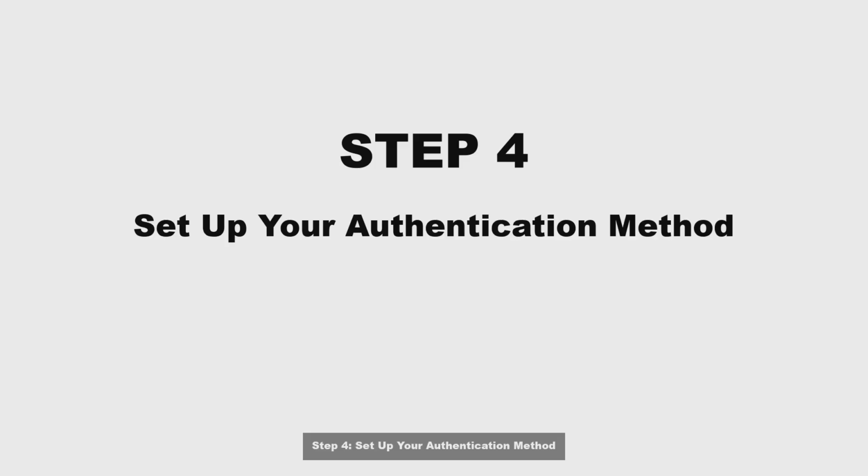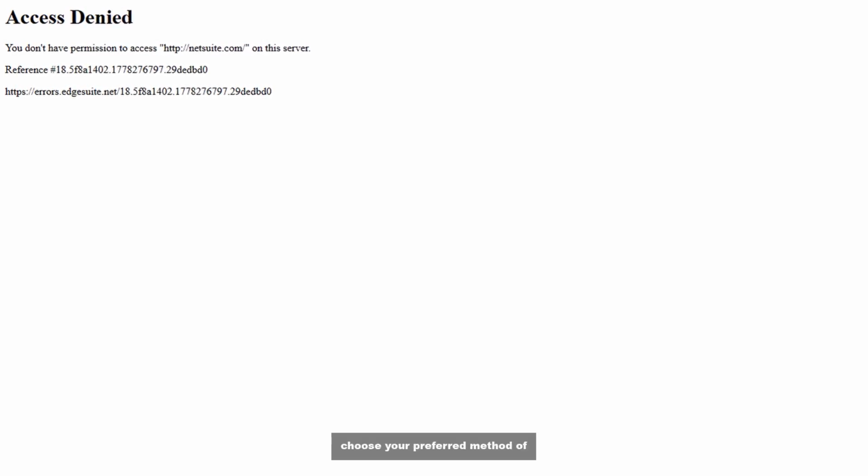Step 4. Set up your authentication method. After enabling the feature, you will need to choose your preferred method of authentication. This can typically be done through an authentication app such as Google Authenticator or via SMS. Follow the prompts to link your chosen method.